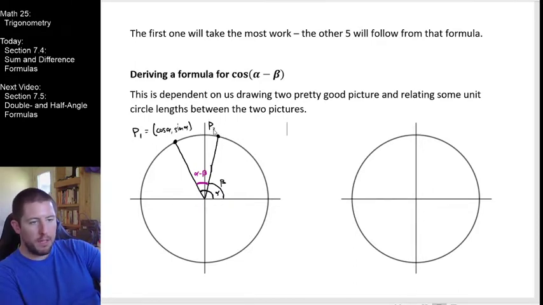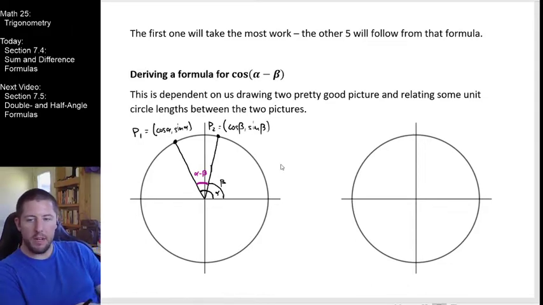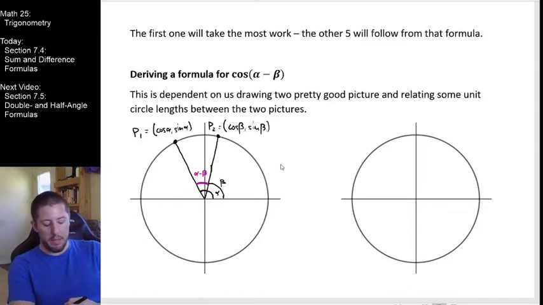Similarly, let's name P2 right here. This is based on the angle beta. So the xy location of this point should be cosine of beta, measuring the x value, and sine of beta, measuring the y value associated with beta. So there's our point 1 and our point 2 that are associated with these angles.